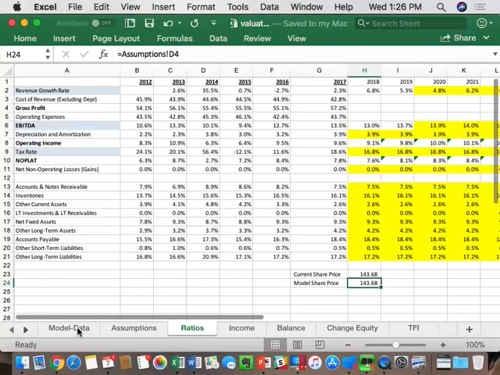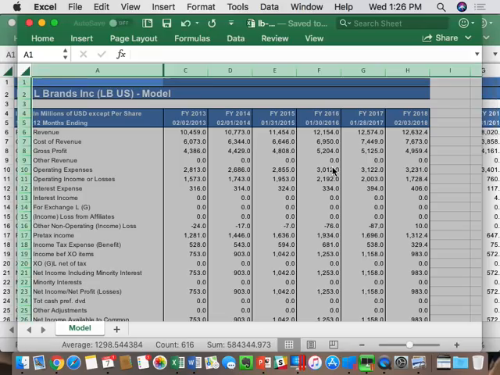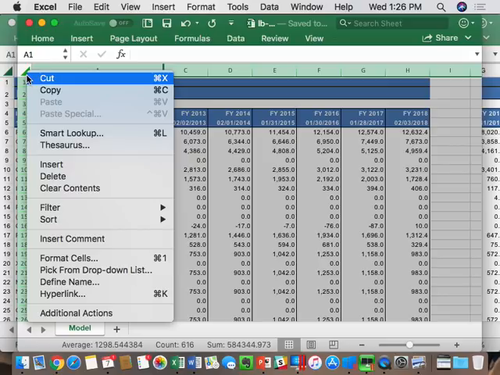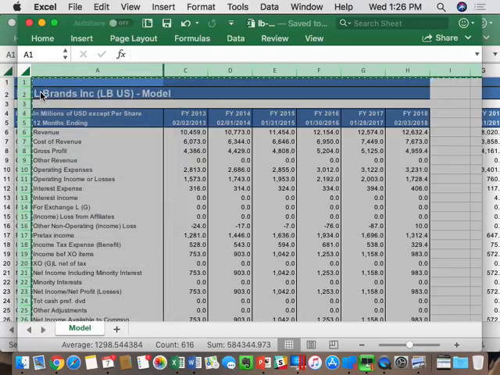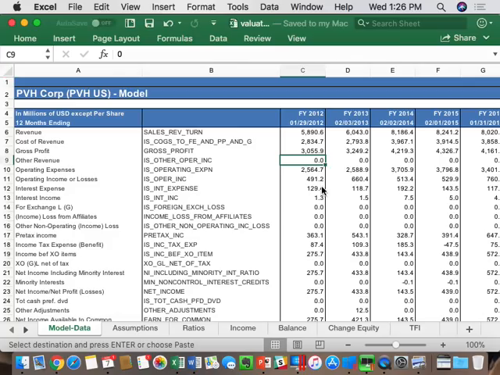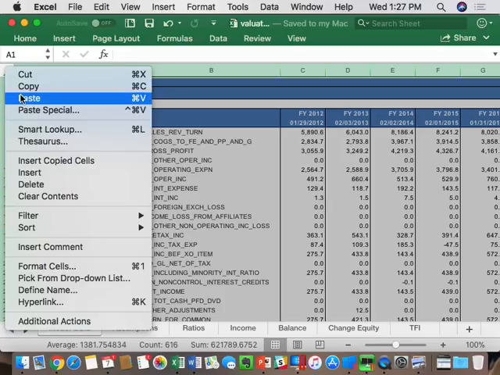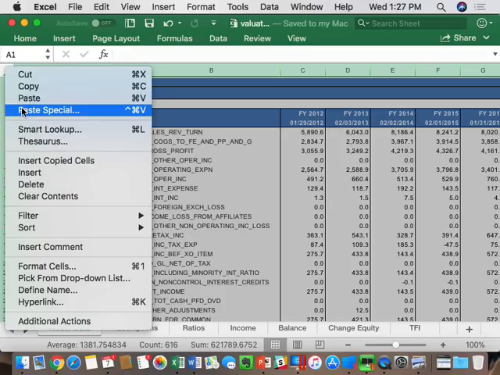So you go to model data, and I take my L Brands data that I just exported, and basically what I do is I select the whole tab, and then I right-click, copy that whole tab's worth of data from the file I just exported, or from your homework. Then window, go back to the model, and then I come in here to PVH, model data tab, select the whole tab, right-click, and instead of pasting, don't paste, paste special, right?